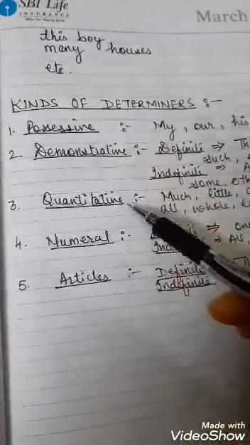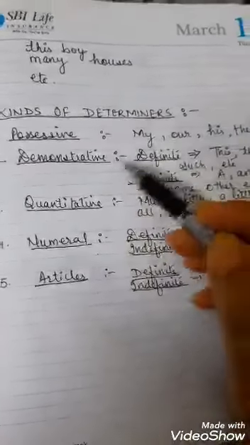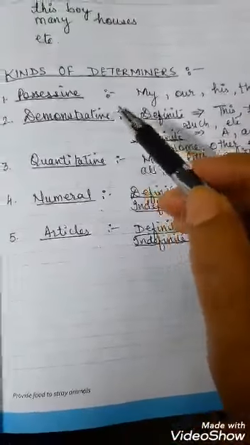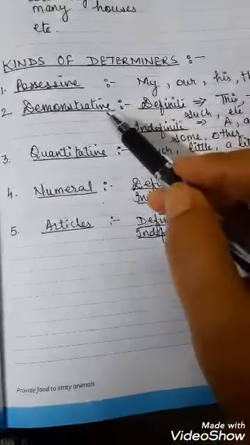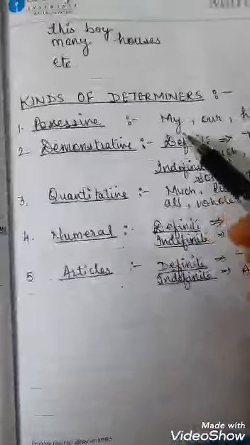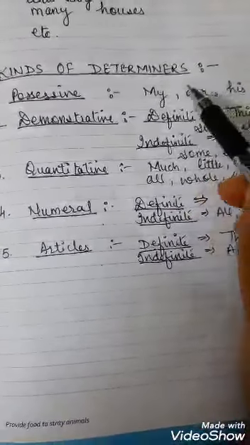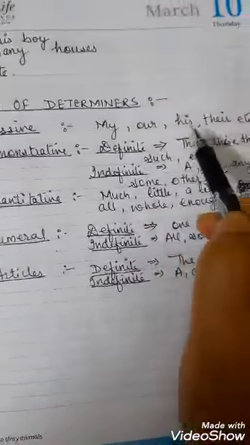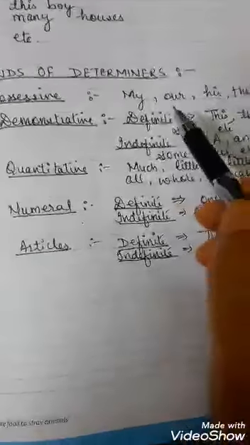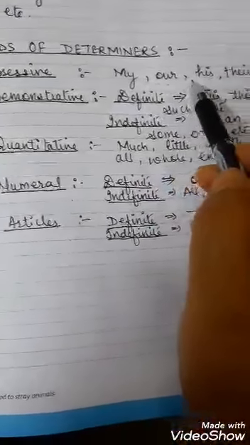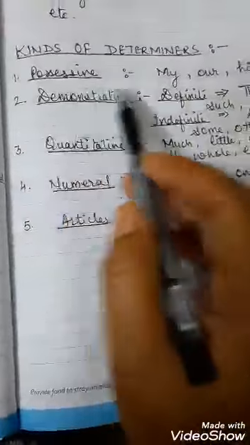Now, kinds of determiners: possessive, demonstrative, quantitative, numeral, articles. Now, possessive. Possessive is a kind of determiner which indicates possession. Possession means we use possessive determiners to show who owns or possesses something. For example, if I take house as the noun, my house. Whose house? My house. Our house. His house. Their house, etc. So the house is the noun and the determiner is my or our or his or their, etc. There are many possessive determiners.